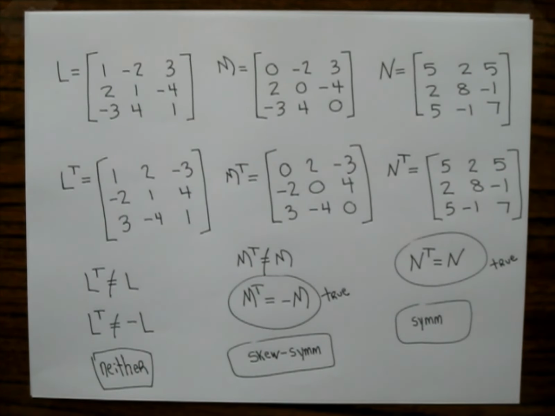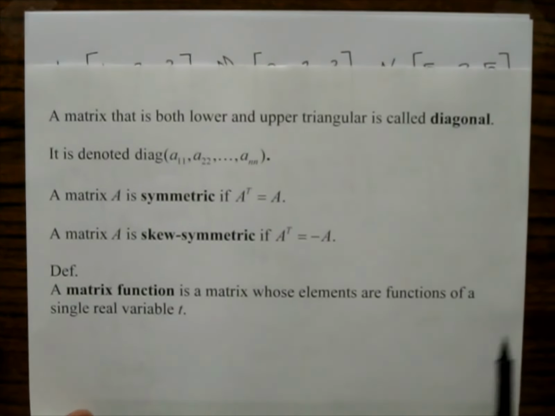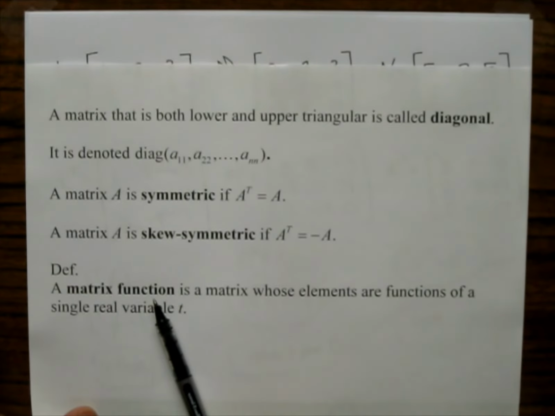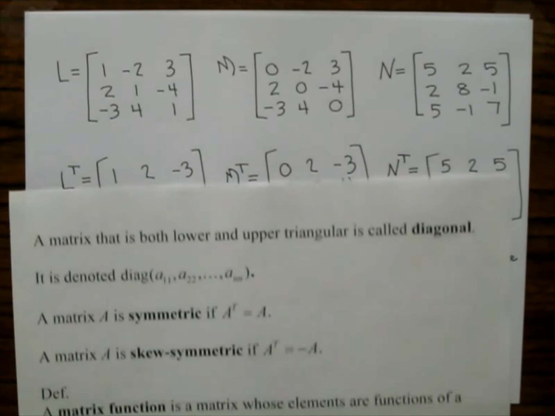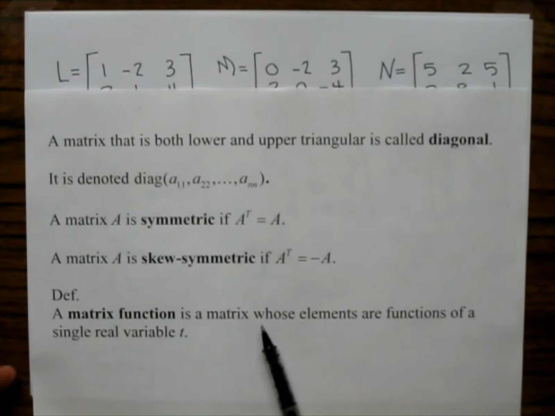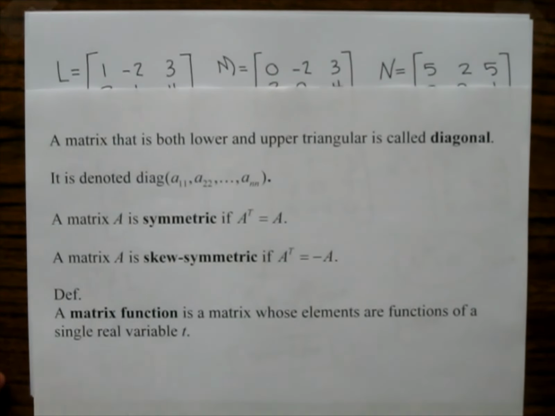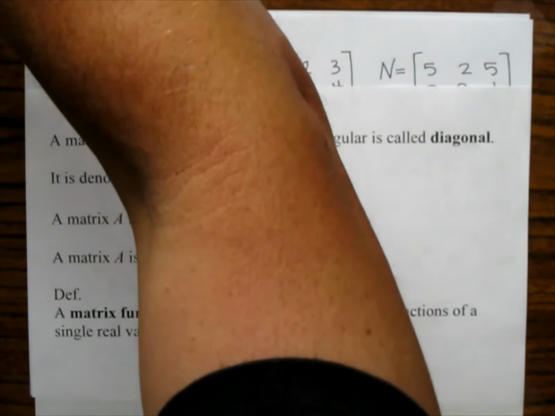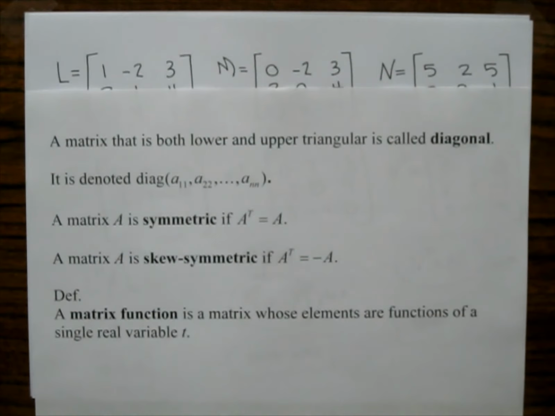So this has probably been kind of boring for a lot of you. It's all been definitions. There has not been any theorems. There is actually one more definition that I should show you here, and that is the definition of a matrix function. We're going to come back to this idea of symmetry. But a matrix function is a matrix whose elements are functions of a single real variable, and you can call that variable t.